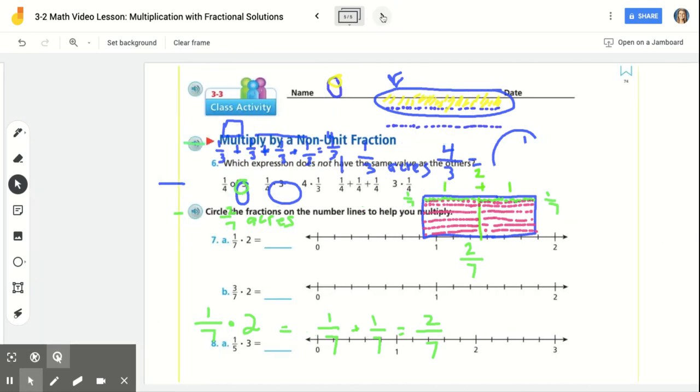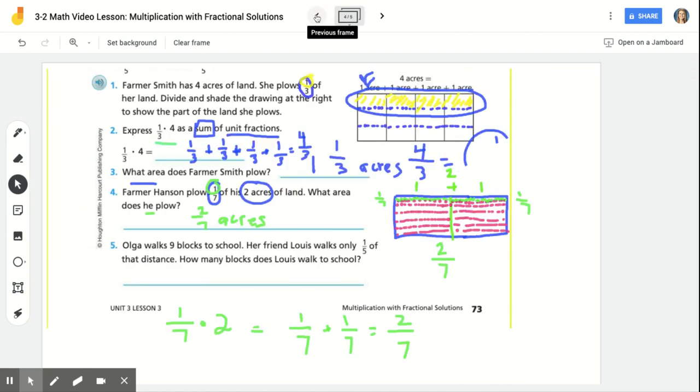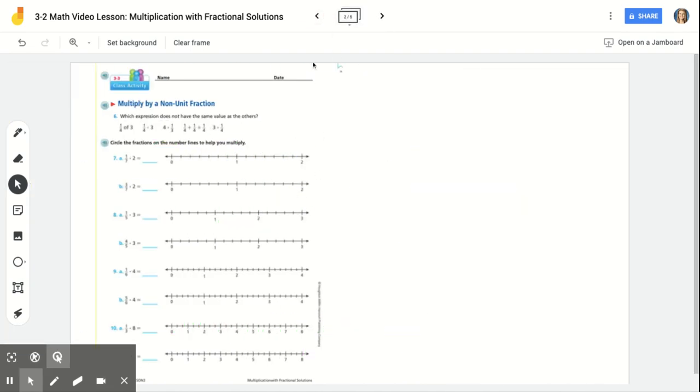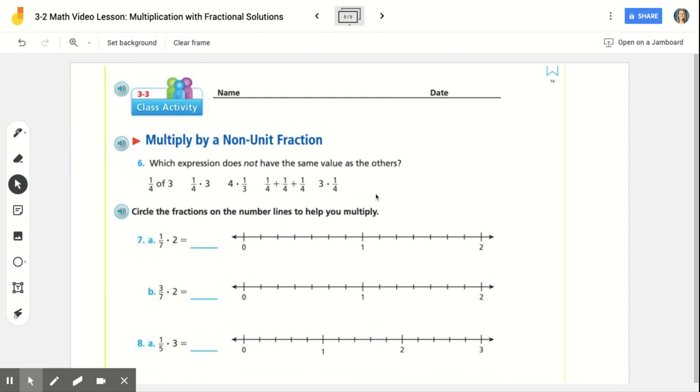Let's skip number 5. Go ahead and go to page, what page is this? Page 74, really quickly. Multiply by a non-unit fraction. Circle the fractions on the number lines to help you multiply. 1/7 times 2. Oh my gosh, that's what we just did. Other than the grid, we can also use number lines to solve this, and our book nicely already split up the number lines for us. We're going to be doing some circling to represent what each of these multiplication sentences are.